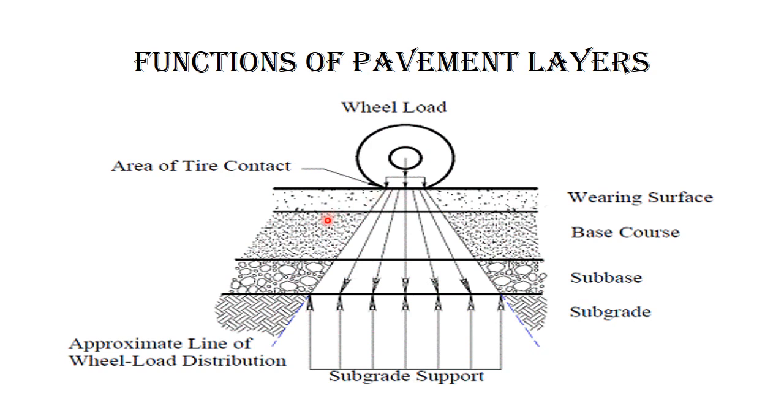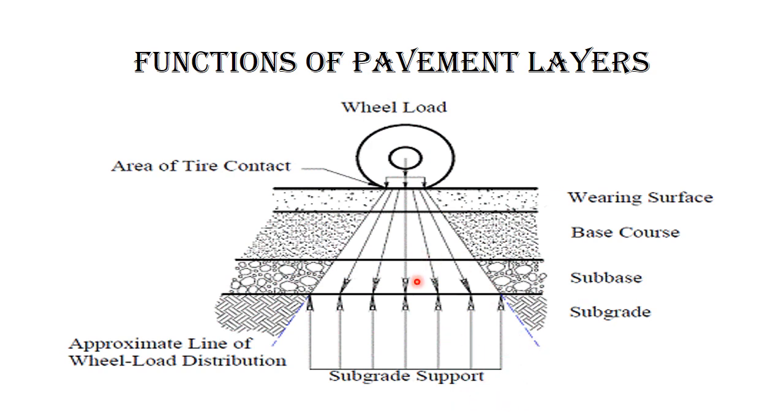This is a cross section of flexible pavement. The lowermost layer is the subgrade soil. The main function of the subgrade soil, which is the lowest layer of the pavement, is that it ultimately supports all the pavement component layers and the traffic loads.